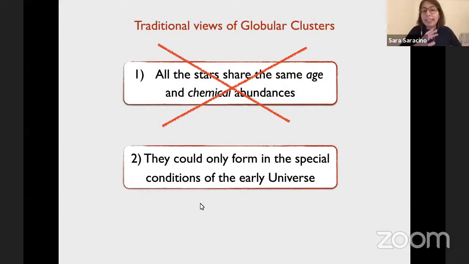So, okay, we now know that globular clusters are not simple stellar populations. Then we need to consider another traditional opinion about globular clusters: that they are all predominantly old, with an age of more than 10 gigayear, and most of them are metal poor. So probably they could only form in the special conditions of the early universe, and for this reason multiple populations are manifesting there, for some specific condition that is not present in the local universe.